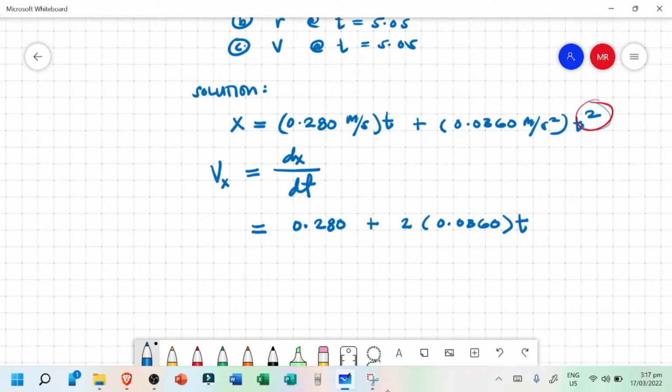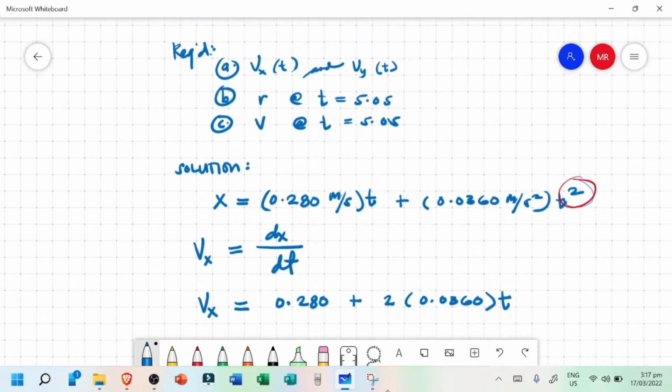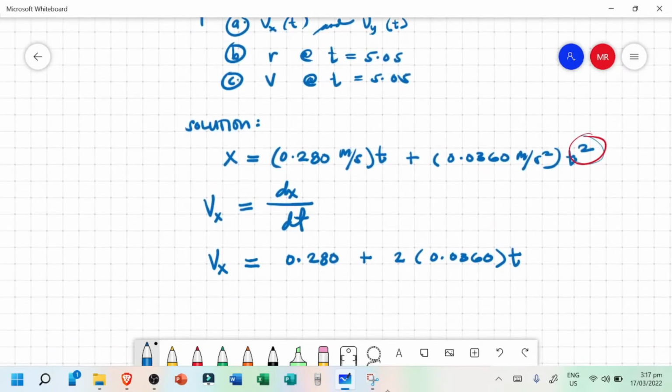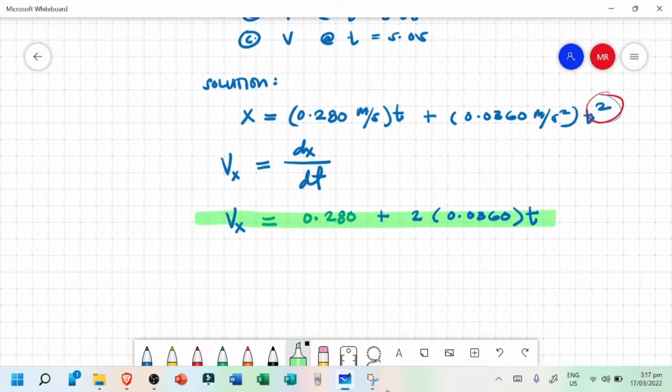So this is now the velocity function for just the x component. Okay, so this is now your equation for velocity x as a function of time. We can still simplify this term, no? 0.0360, but this is already acceptable.